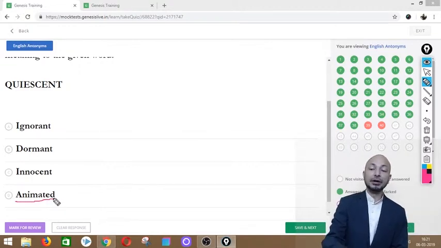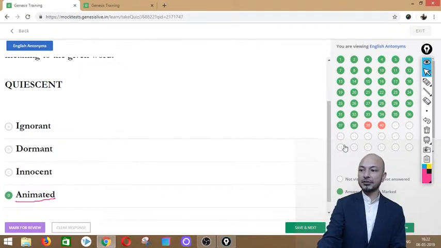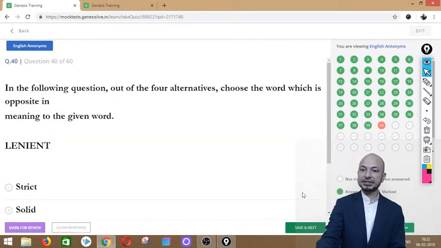Quiescent is someone who's very inactive, dormant, and animated is when you're full of life, full of energy. So they're very nearly opposites. They are the closest antonyms we have here. So we click option D and say next.